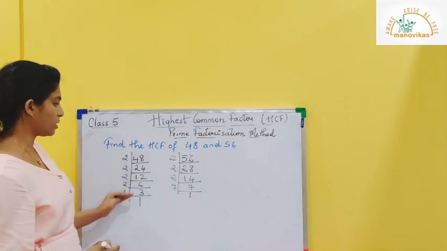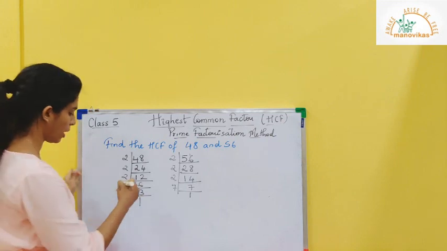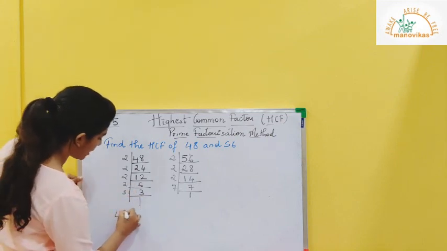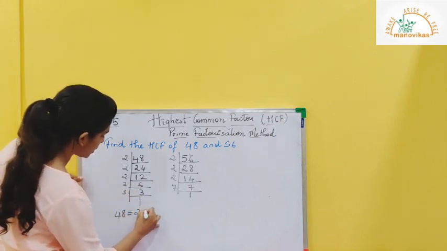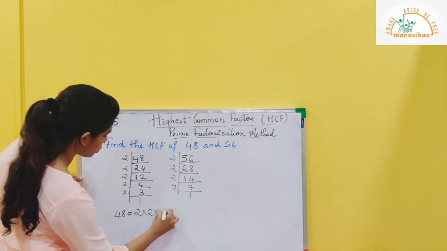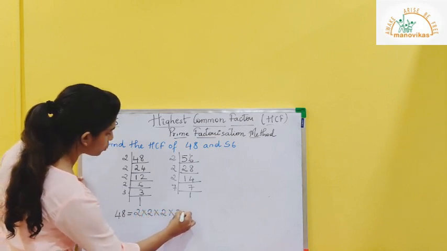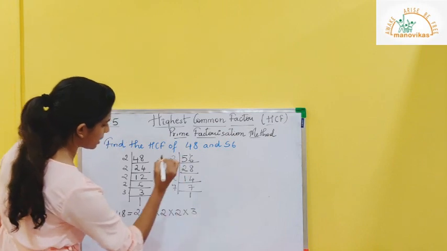Prime factors of 48 and prime factors of 56. So I write it down here. 48 is equal to 2 into 2 into 2 into 2 into 3.